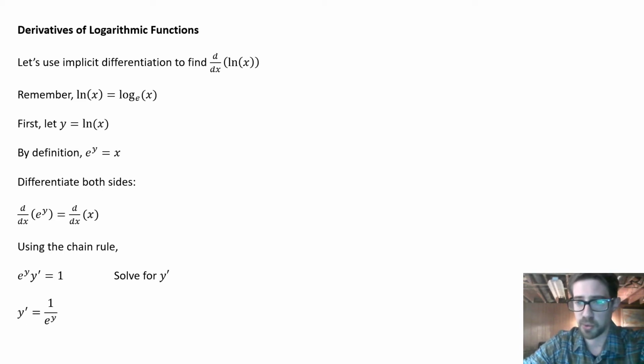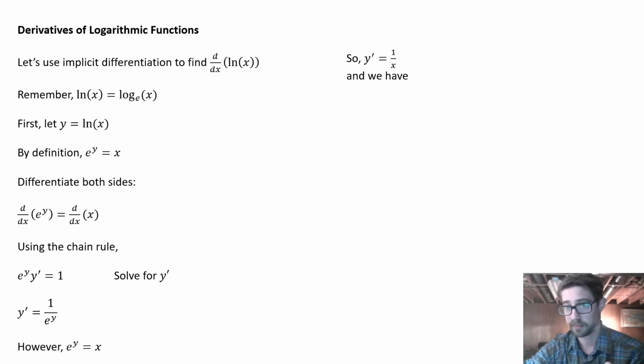So y prime is 1 over e to the y, and then here's always the part of the math proof trick where you put things back the way you found them. So we say, wait, what is e to the y? What was that in the first place? Well, if you go all the way back up 4 lines there, e to the y is x. That's how we defined it. So y prime is just 1 over x.